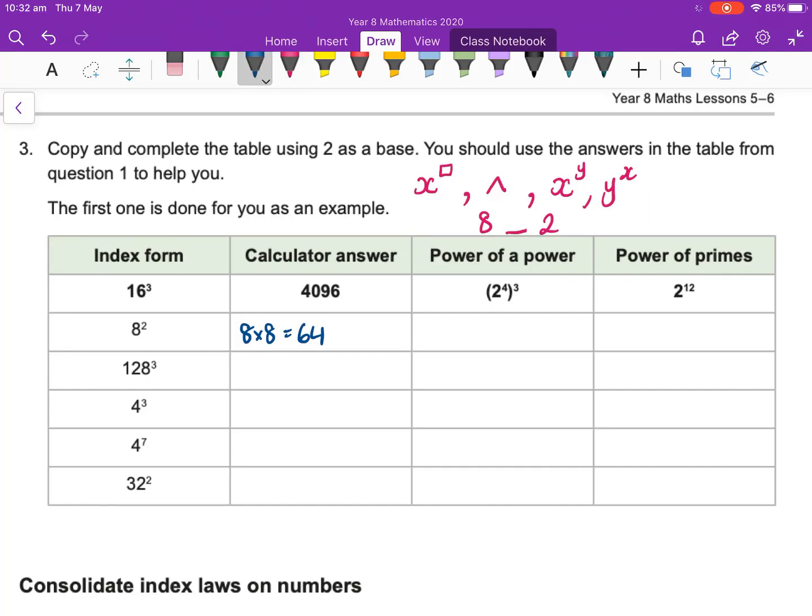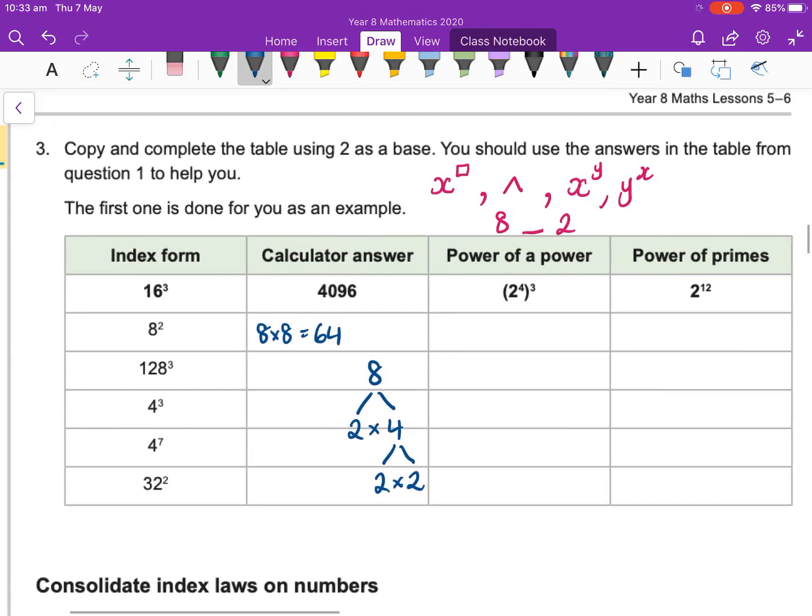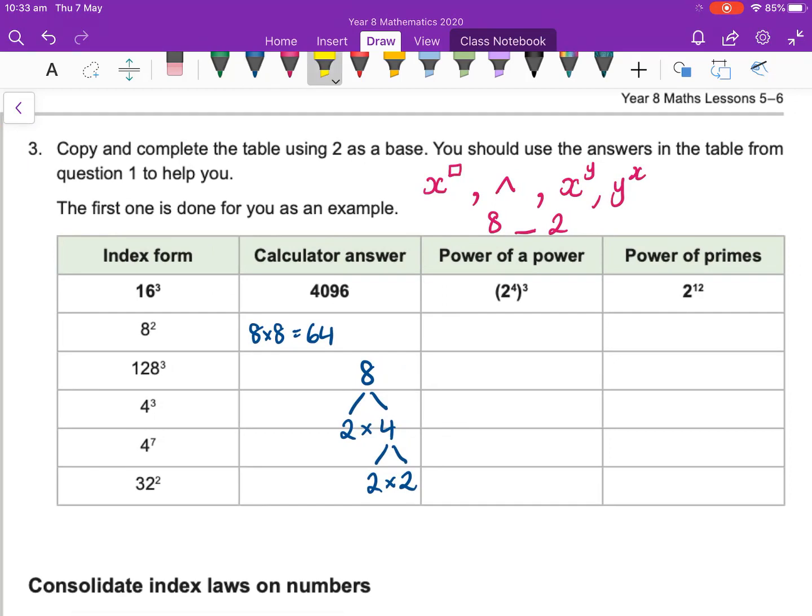Then when you're doing power of a power, we need to work out what 8 is in terms of prime numbers. So for 8, we go, well, what makes 8? 2 times 4 is 8. 2 is a prime number, but 4 isn't. 4 can go into 2 times 2. So now we look at the bottom and we have 3 lots of 2. So 8 can be written as 2 cubed.